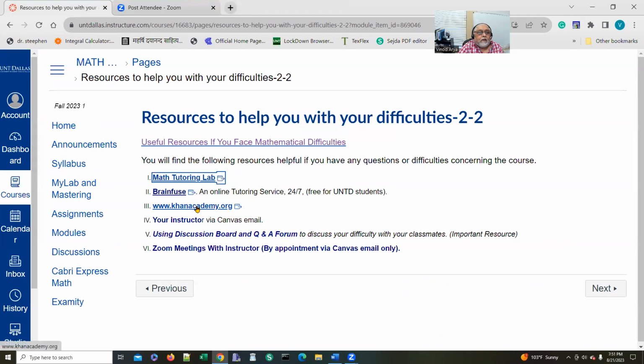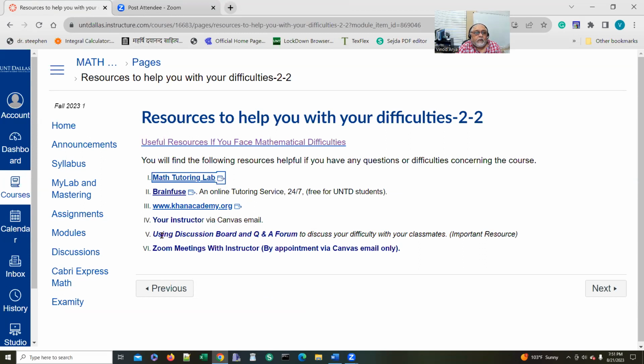Okay, then the third one is khanacademy.org. It's a very popular website which has lots of videos and examples which are free to you, and it covers a lot of subjects. So it's a good website, with a lot of examples and good videos, and they are free in general. You may donate some money to them if you would like to, but they don't charge you anything necessarily. Then you can contact me via Canvas email.